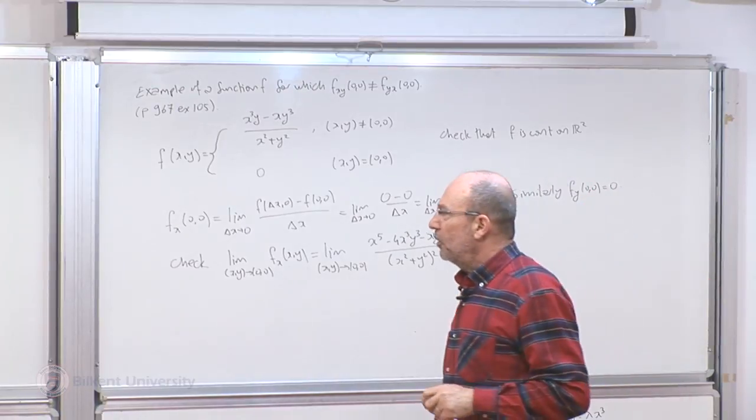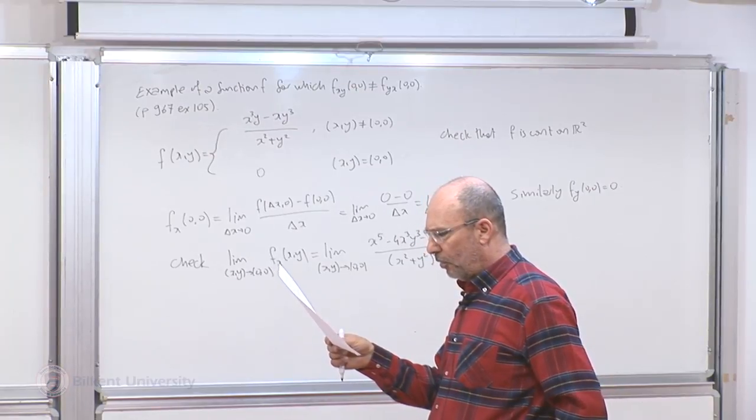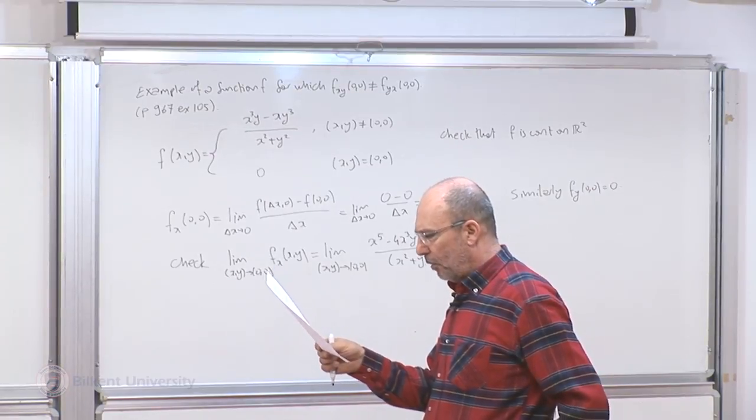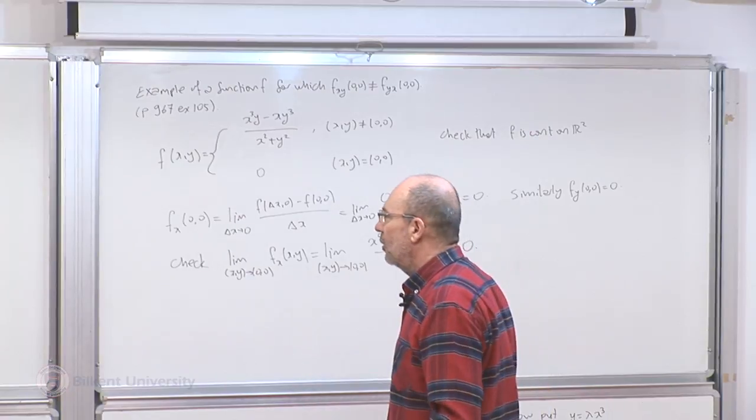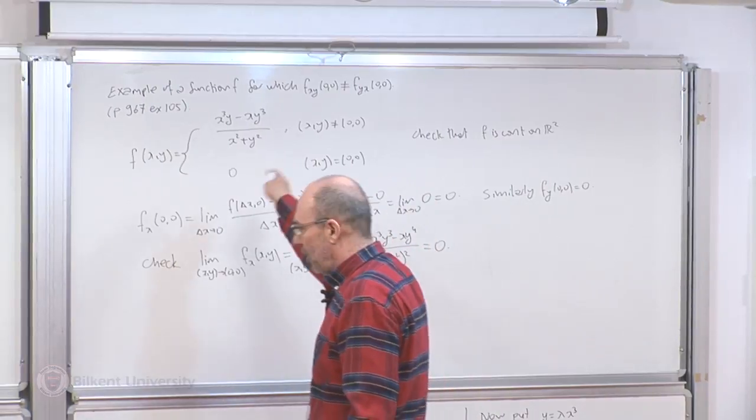So this function should not have a limit at the origin. That's what the problem is. Let me do that part. That's also a crucial part of this. So maybe I can erase this part.